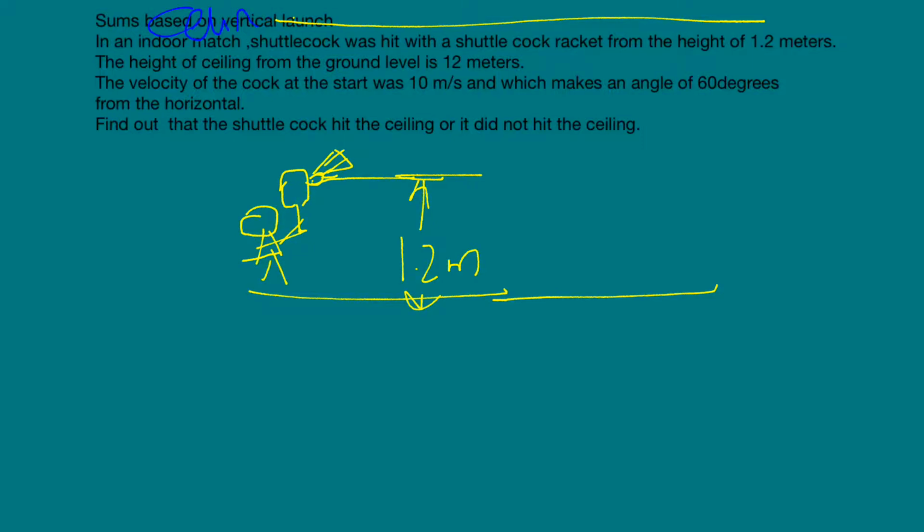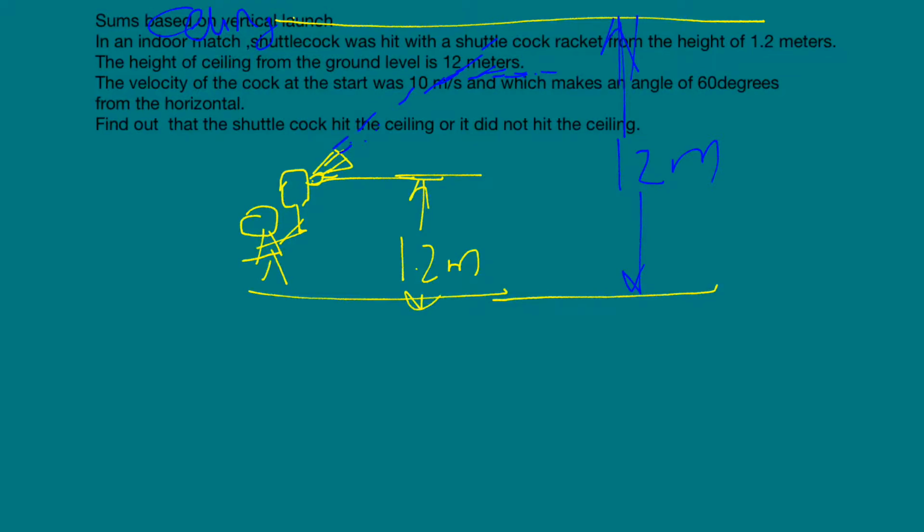Now whether it will hit the ceiling or not, that is the question they have asked. The height from the ground level to the ceiling is 12 meters, from here to here. So whether this shuttlecock will hit the ceiling or not, that is the question. It will move like this. It may hit, it may not hit. So let's see with the parameters they have given whether it will hit or not.